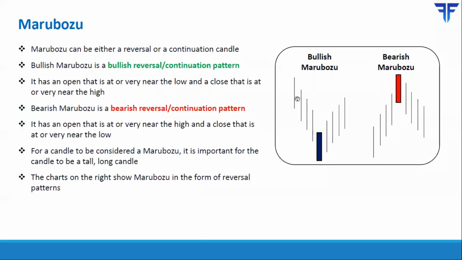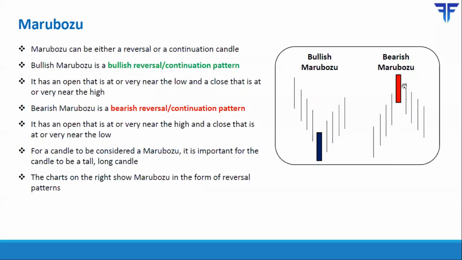Whenever it appears as a reversal pattern, what you need to see is that in the subsequent candle, the low of the Marubozu should not break. And once the high is broken, you could consider placing a buy order depending on your risk reward, depending on your risk appetite. The opposite of bullish Marubozu is a bearish Marubozu.